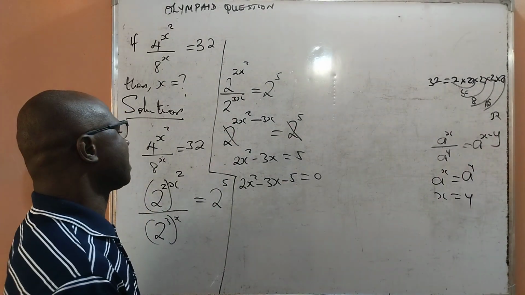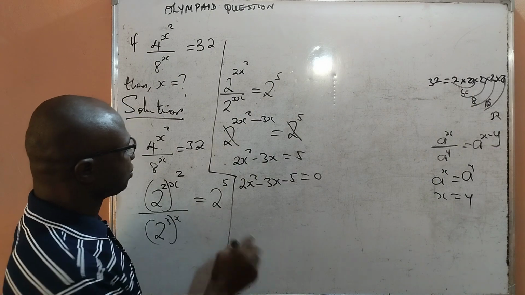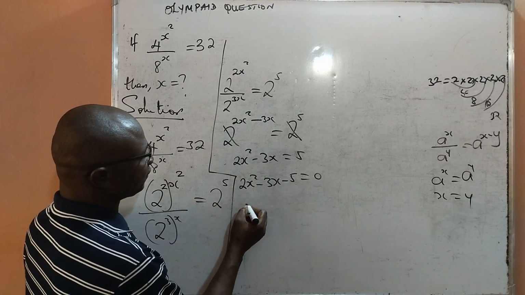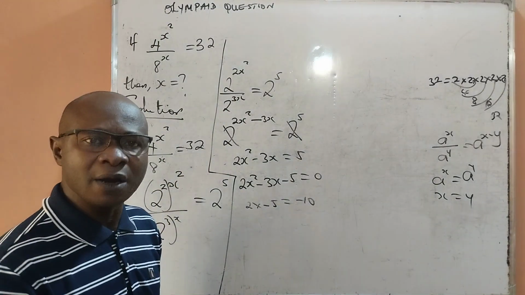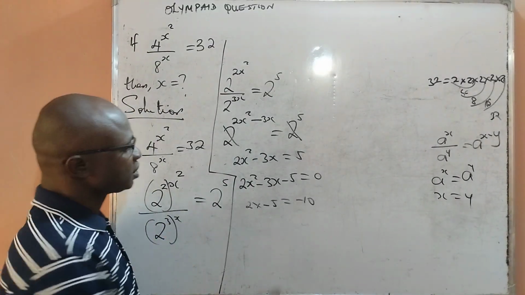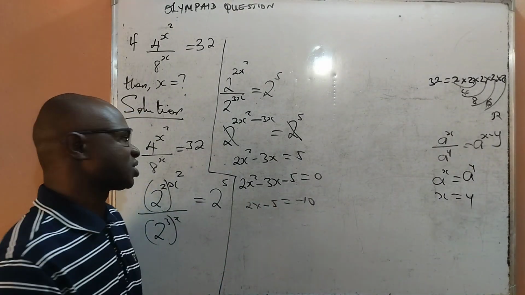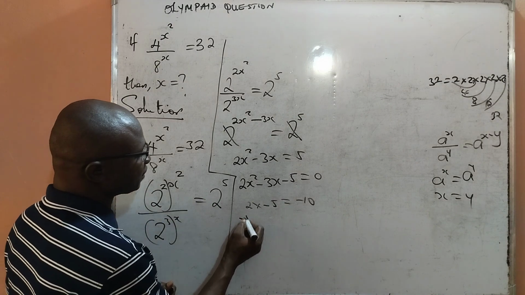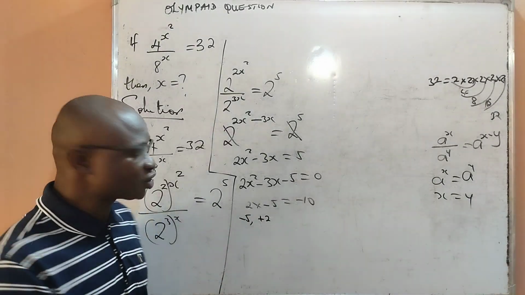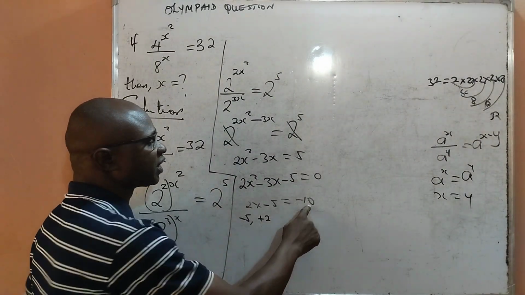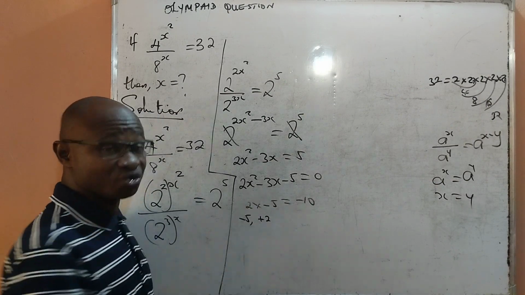But by factorization method, what I will do, 2 multiplied by negative 5 is equal to negative 10. I will now look for two numbers I can multiply to get minus 10, and when I add the same two numbers, it will give me minus 3. And you can agree with me that minus 5 and positive 2 can do that, because minus 5 times positive 2 will give me minus 10, and also minus 5 plus 2 will give me minus 3.